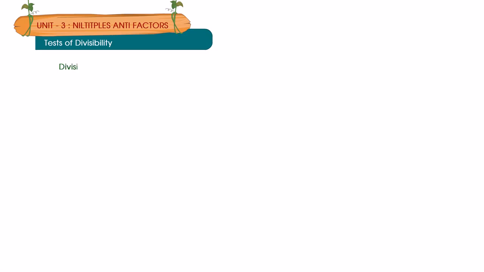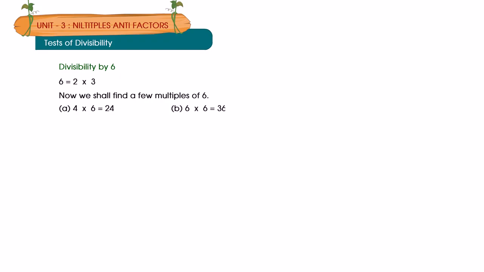Divisibility by 6. 6 is equal to 2 into 3. Now, we shall find a few multiples of 6. A. 4 into 6 is equal to 24. B. 6 into 6 is equal to 36. C. 18 into 6 is equal to 108. Since these numbers are multiples of 6, they are divisible by 6.